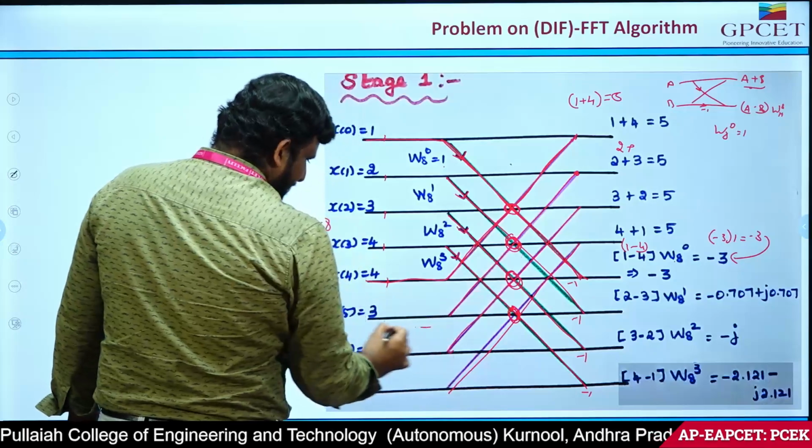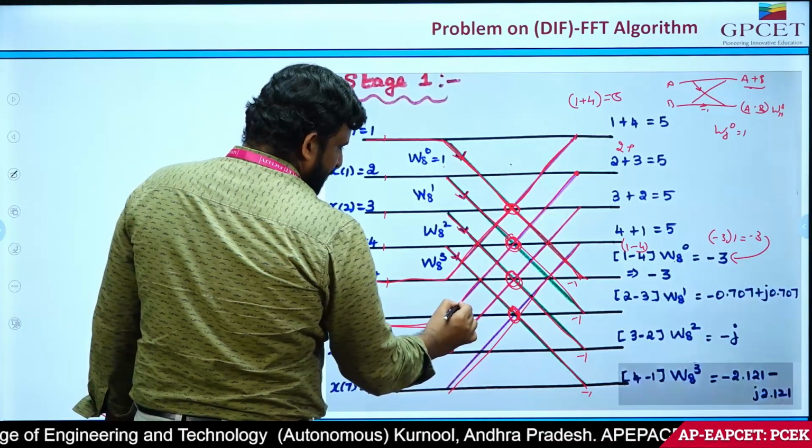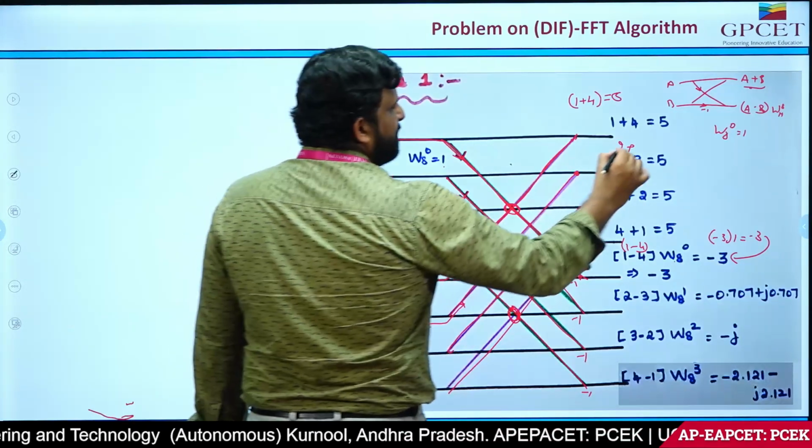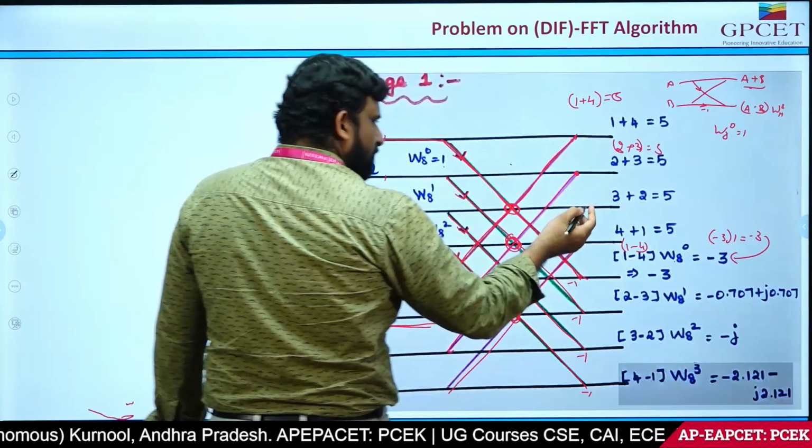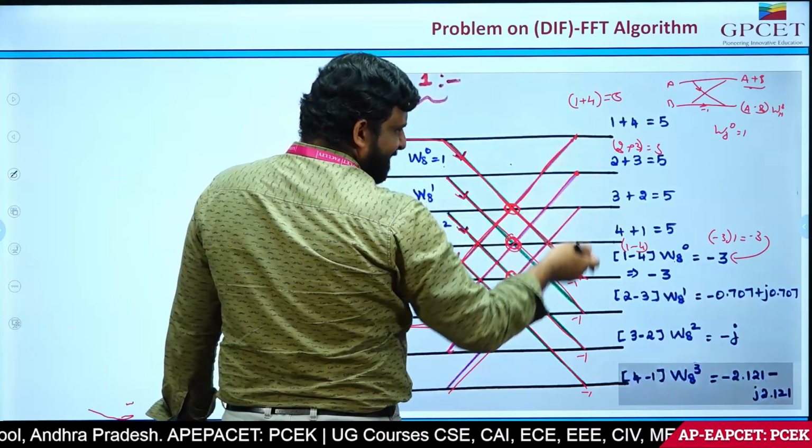It is coming from x of 5. Just see here, x of 5. So, what is the value of x of 5? 3. So, 2 plus 3 is equal to 5. Good. Now, if possible, you continue like this only, not a problem.